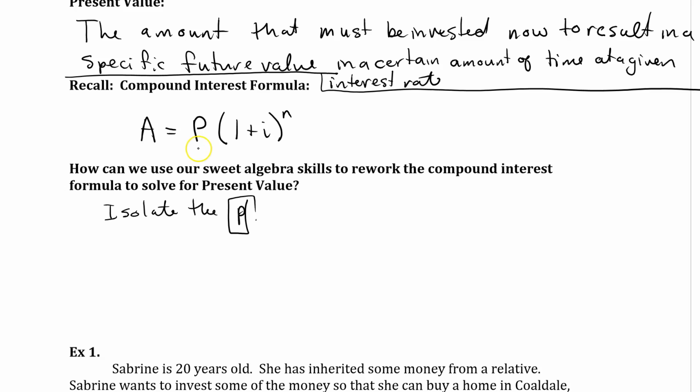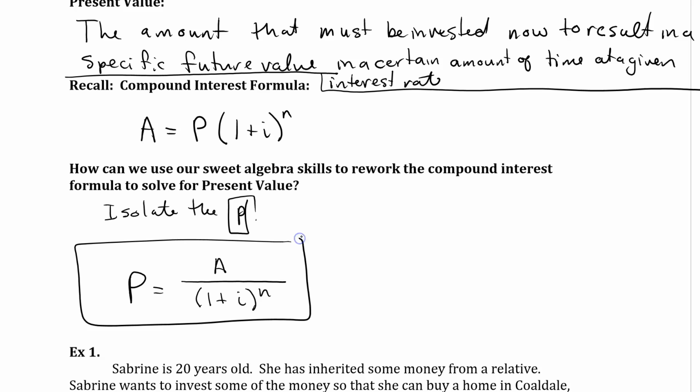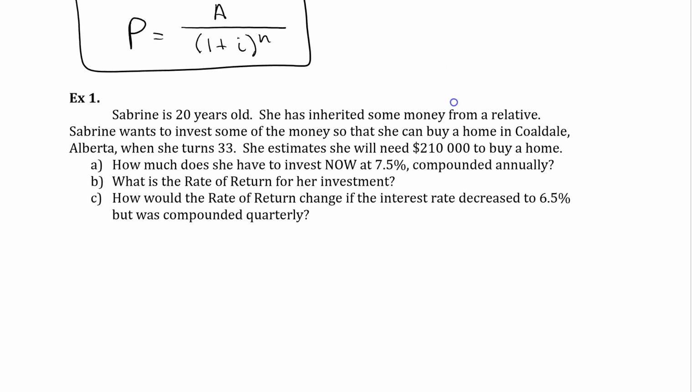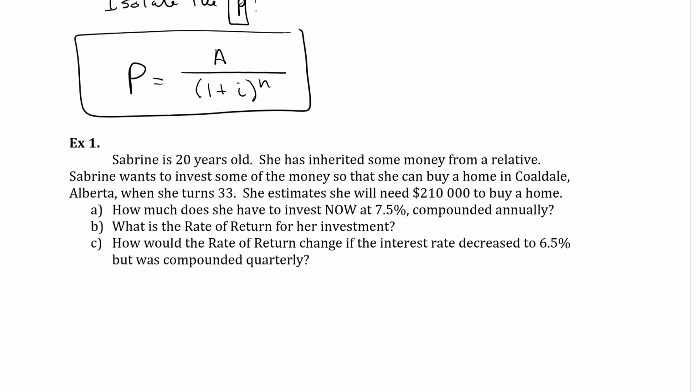So if I were to isolate this P, I'm going to divide both sides by (1 + i)^n. So what we result in is P equaling A over (1 + i)^n. And that's it. So let's use this formula to help us out in the first example. Actually, first and only example.